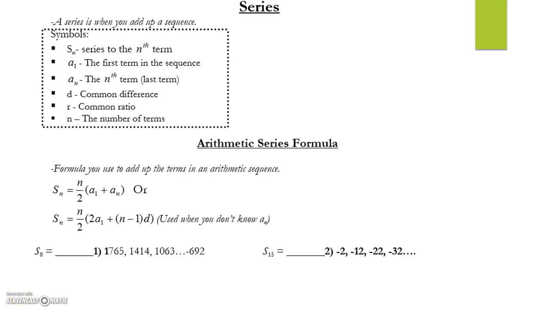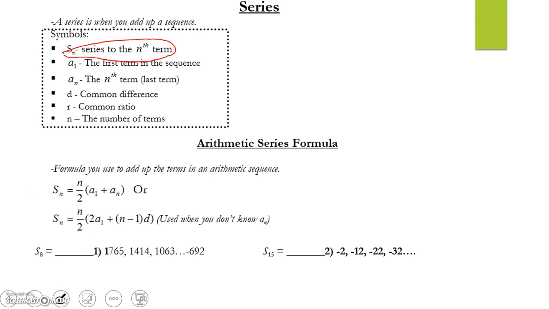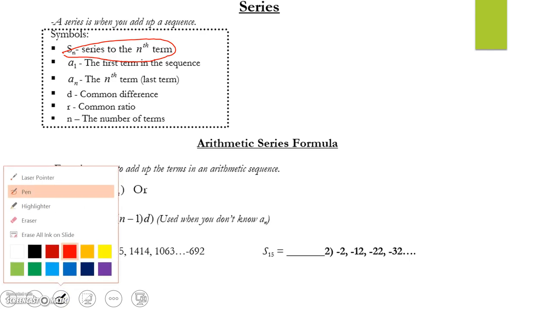So today we're going to learn about series. A series is when you add up a sequence. Some symbols will be a lot of the same, but this S with a little n down there means the series to the nth term. That means you would add up however many terms there are. If there are 5 terms, you would add up 5 terms.